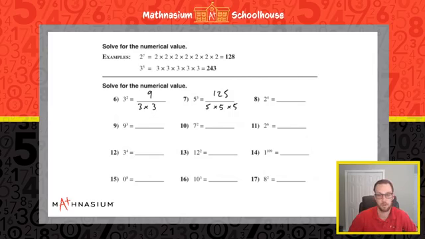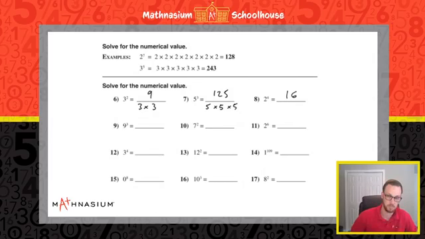Number 4, 2 to the 4th, let's see if we can do that one without writing down the repeated multiplication. So 2 to the 4th would be 2 times 2 is 4, times 2 is 8, times 2, very good, is 16.